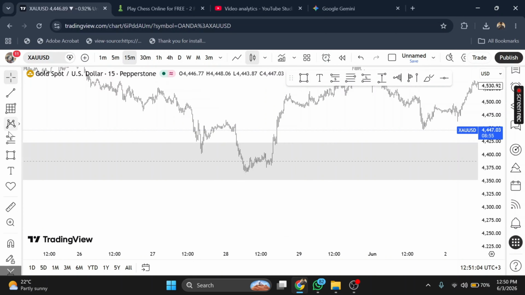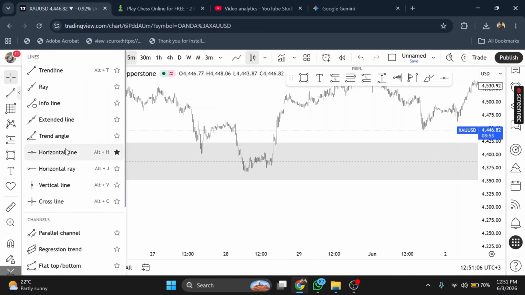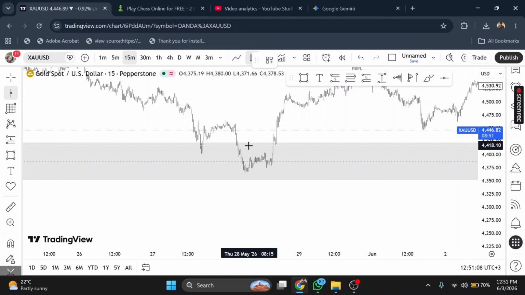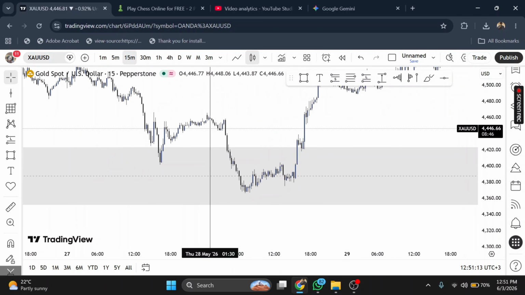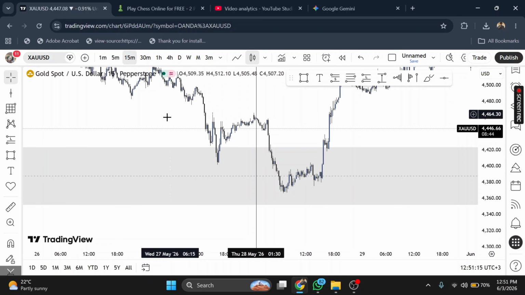So mind you, the price was around here, so let me put a line. I've not yet paid for my TradingView, and I'm not paying for it anytime soon. So the price was around here. We waited, and it came into the other block, as you can see.